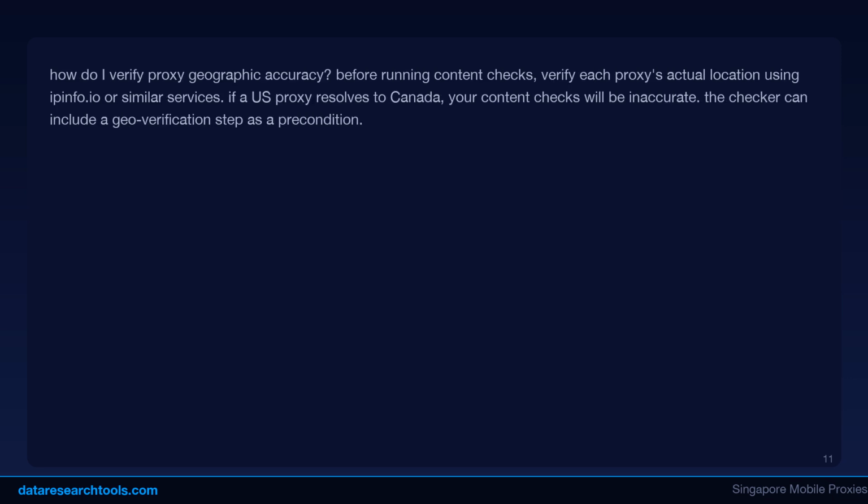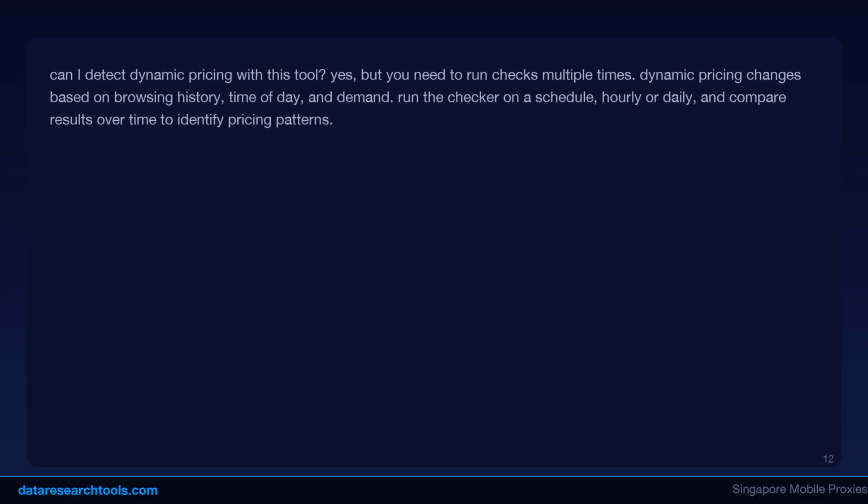Some best practices. Use residential proxies for accurate results, since data center IPs often trigger different content serving rules. Cache results to reduce proxy bandwidth costs. Run checks at consistent times, since some content varies by time of day. Store historical data to track changes over time. And respect rate limits to avoid getting your proxy IPs flagged.